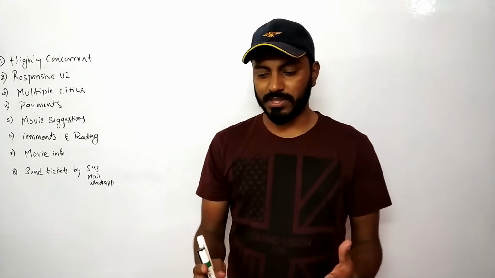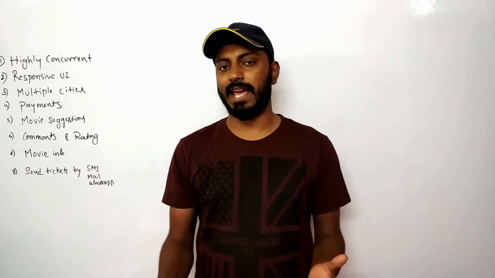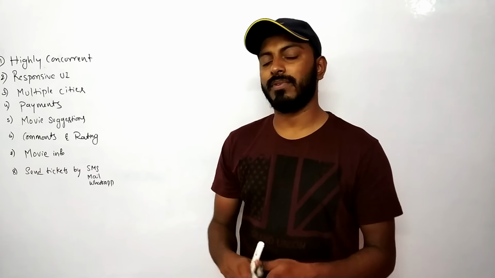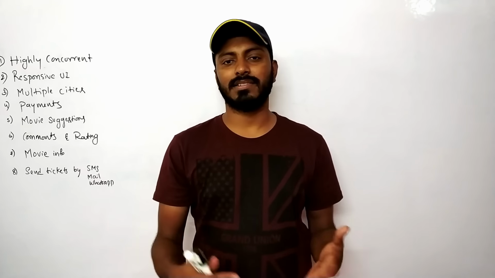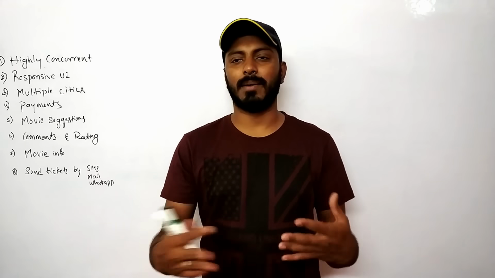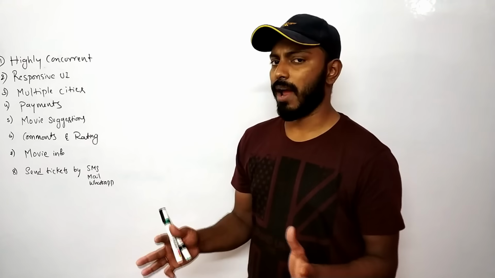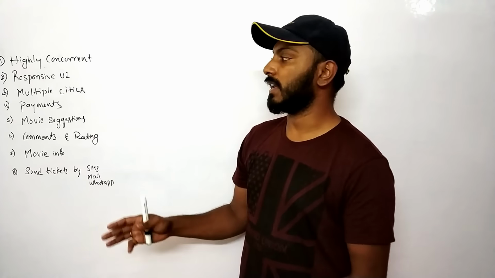BookMyShow in India books about 90,000 or 95,000 tickets a day. That means too many tickets booking are happening. Apart from ticket booking alone, there are people who are reading comments, ratings, and just coming here to see ticket availability and so on. That means too many requests are happening, so we need to make our system highly concurrent.